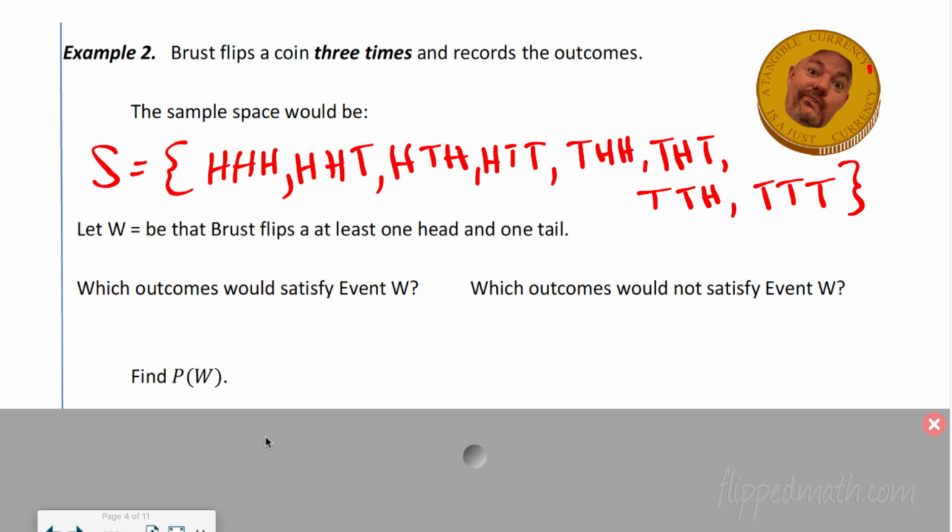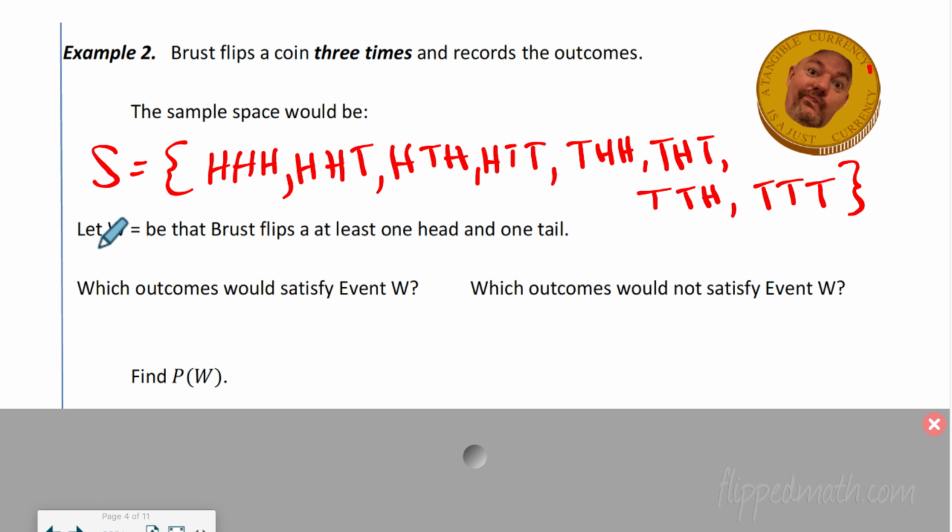Okay, so how did you do? Here's my sample space with how many outcomes? Let's count them. 1, 2, 3, 4, 5, 6, 7, 8. All right, so there are 8 possible things that could happen if you flip a coin 3 times. You could get 3 heads, or it could be heads, heads, tails, heads, tails, heads, so on and so forth, all the way down till you get 3 tails.